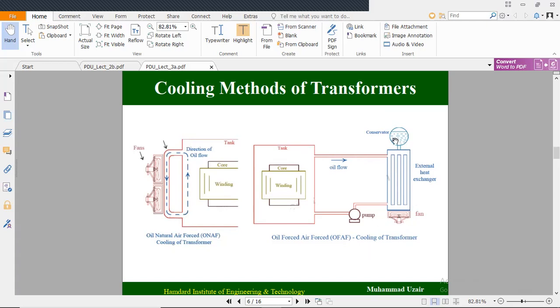This way the cycle can follow, and the oil flows from this pump to circulate this way and that way, reducing its temperature through the conservator tank, which is filled with an excessive amount of oil to extract heat and cool down the temperature of the distribution transformer winding.